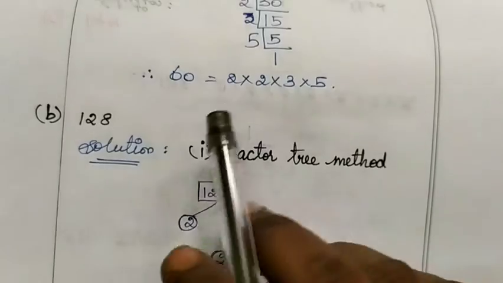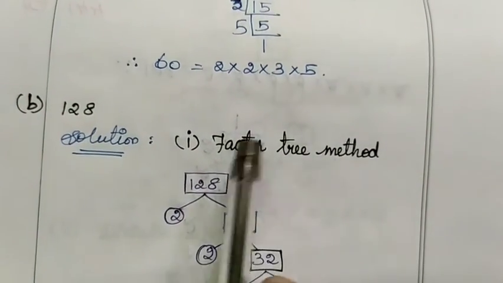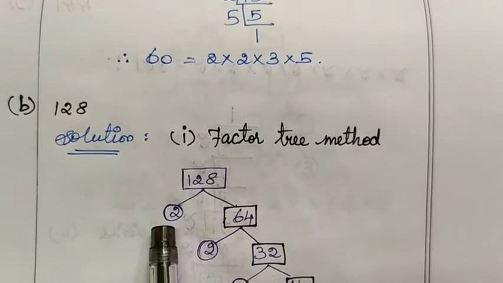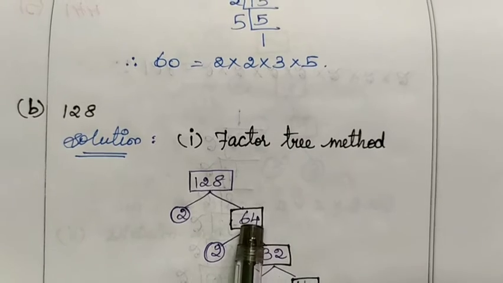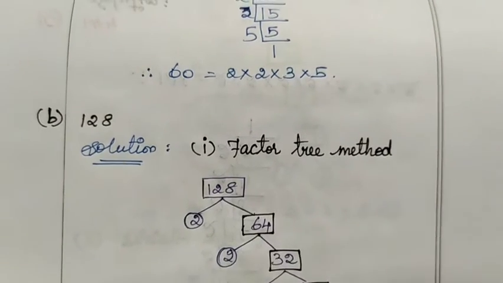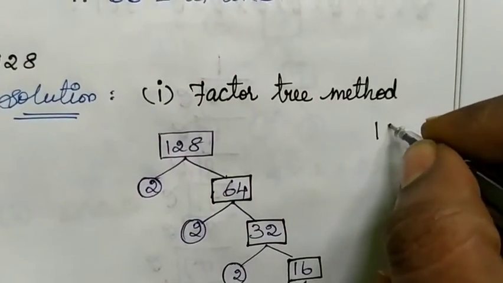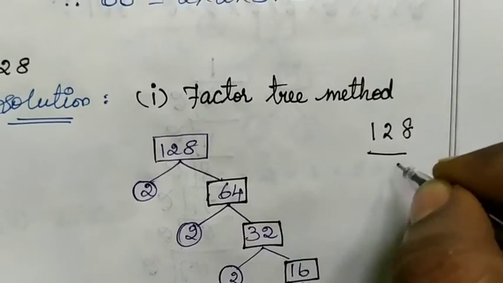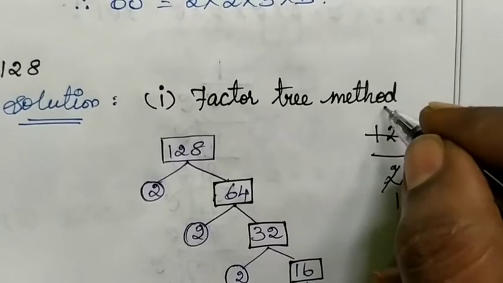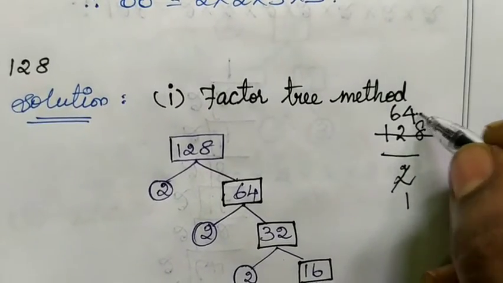Next take that 128. Factor tree method for this number 128 comes in 2 table. How many times? Number 64. 64 into 2 we get the number 128. How will you find this number? 128 comes in 2 table. See, I have one method: 128 divided by number 2. In 2 table, 1 two is 2, 6 twos are 12 and then 4 twos are 8. We get the answer 64.